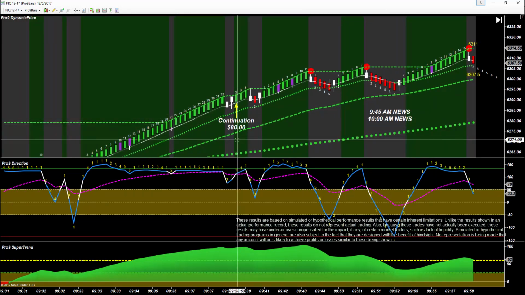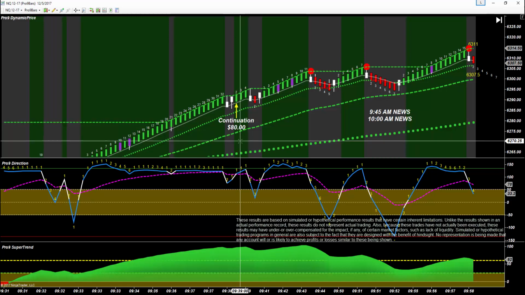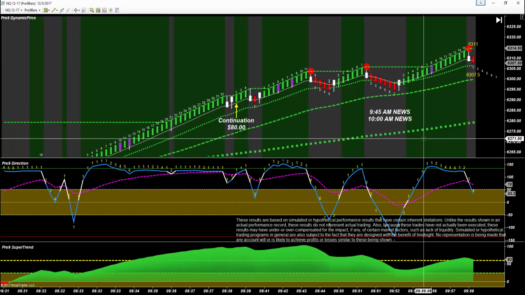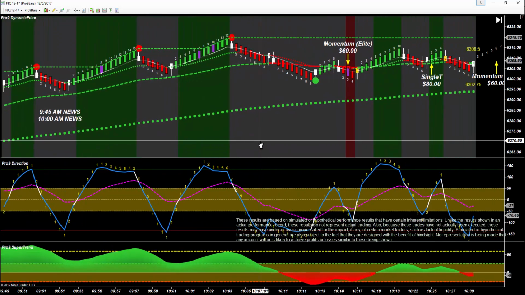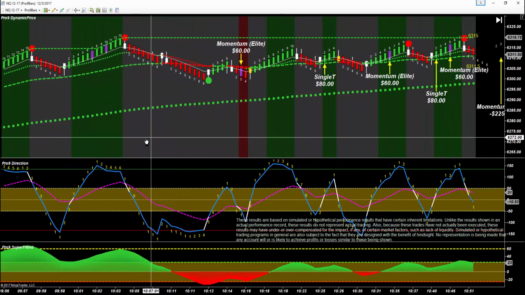Then we have a continuation long, this one just hitting profit target, the runner getting stopped out at break even. Then we have 9:45 and 10 a.m. news, which will keep us out of all of these momentum and continuation trades that pop up.